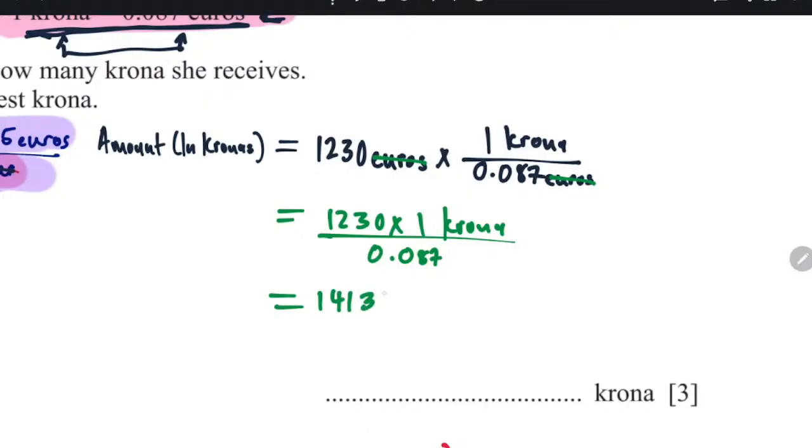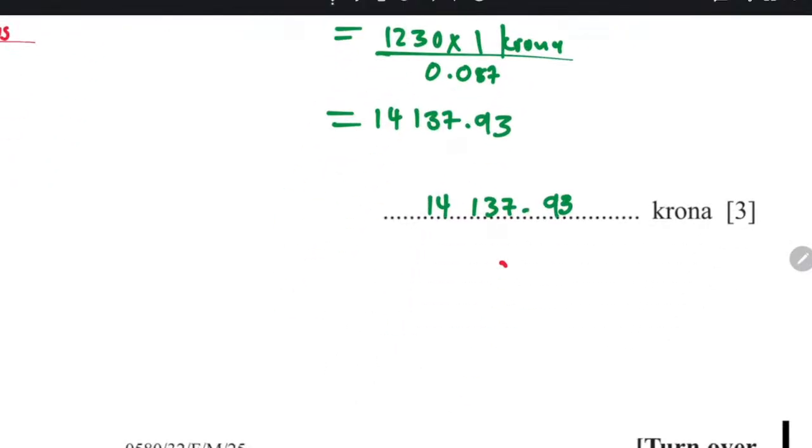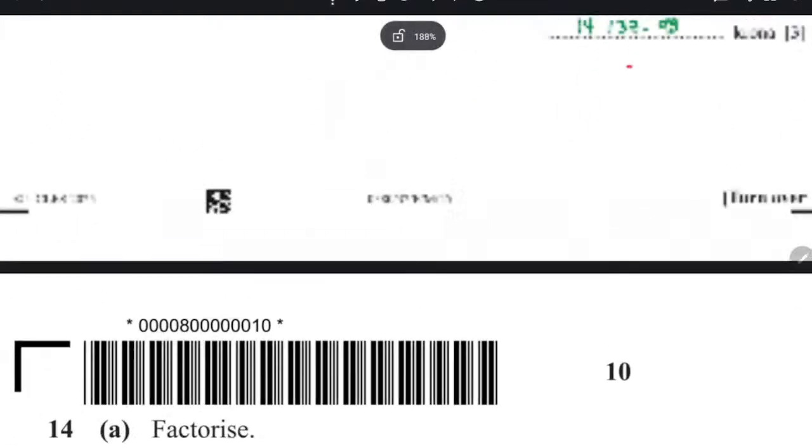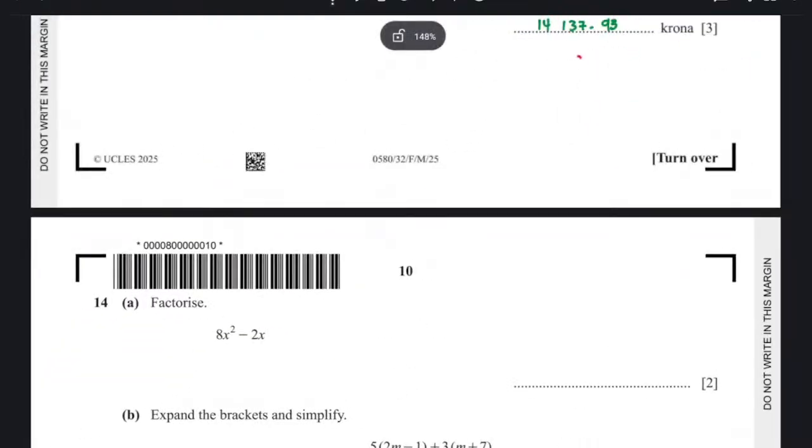14,000. No, it's two. Okay, 14,137. Yeah, maybe. Do you have cents? 0.93 kronas. 14,137.93 kronas. You're not letting me down on exchange rate.